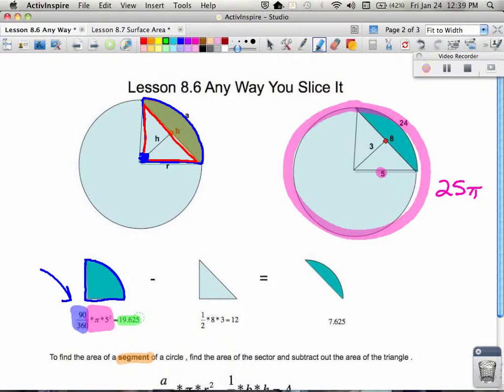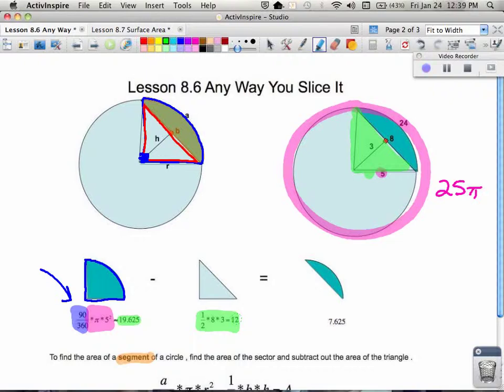Then we look at the triangle, highlighted in green on the right-hand side here. I notice that in that triangle there's a base of 8 and a height of 3. So I use my triangle formula, and I find out that 1/2 times 8 times 3, or in other words, base times height divided by 2, 8 times 3 divided by 2, gives me 12.